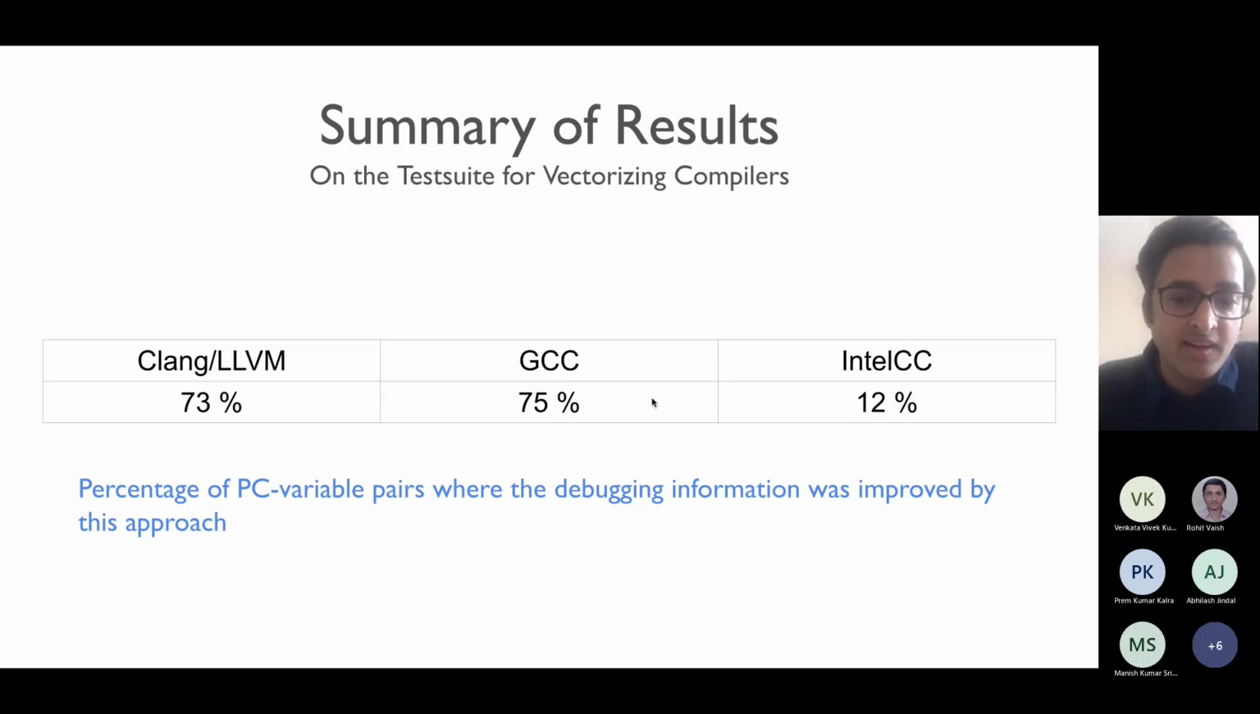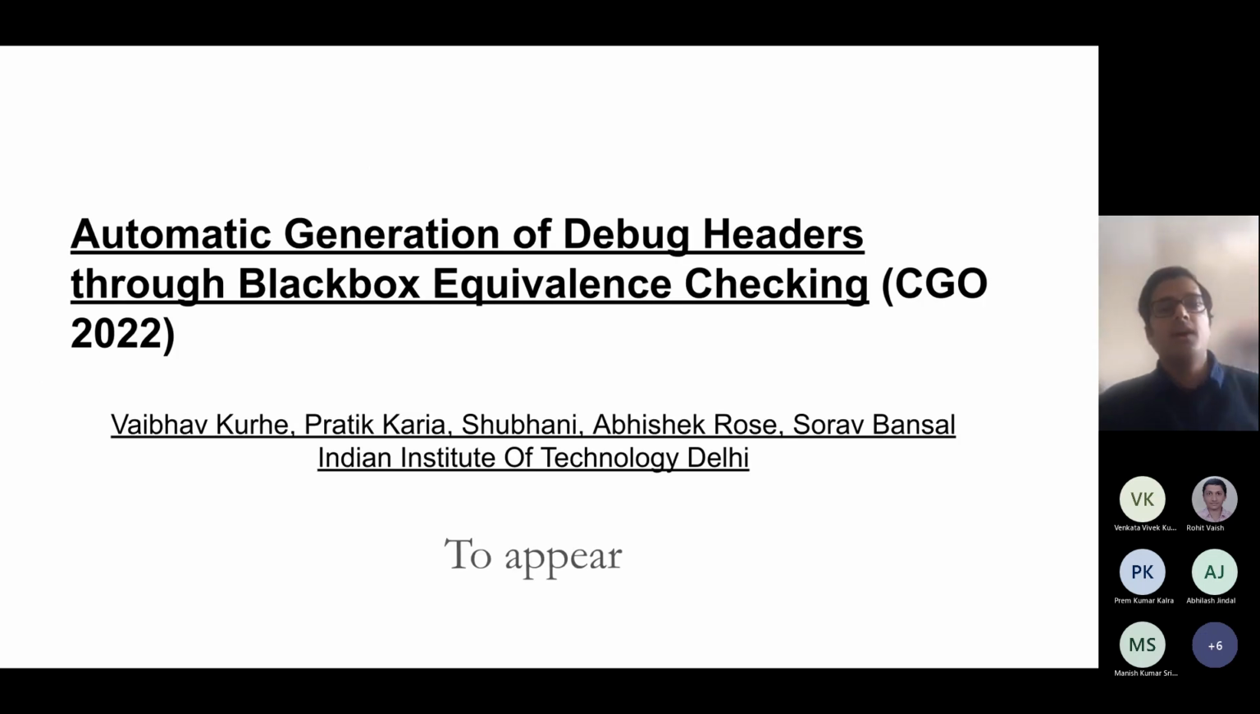And this is the gap between nearly complete and what exists today. 12% for the Intel CC compiler, the ICC compiler. It's interesting to see that the commercial compiler is much more careful about maintaining the debug information, and that's why perhaps they charge money for their stuff. This work on automatic generation of debug headers will appear in CGO 2022.